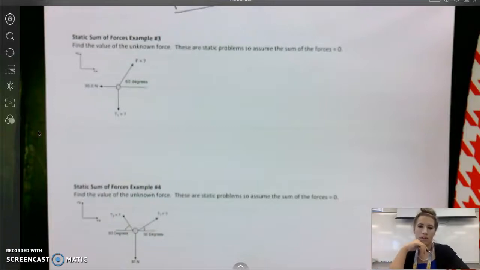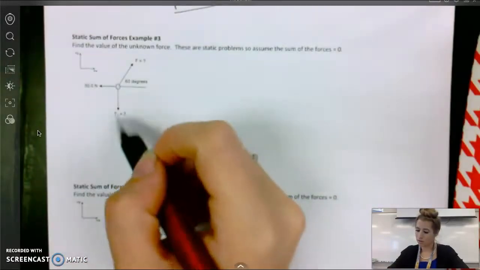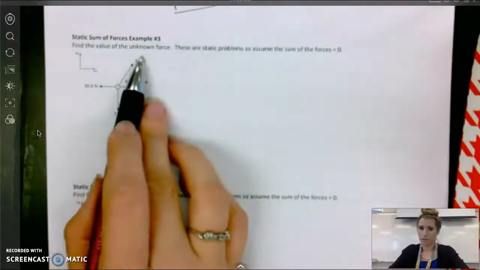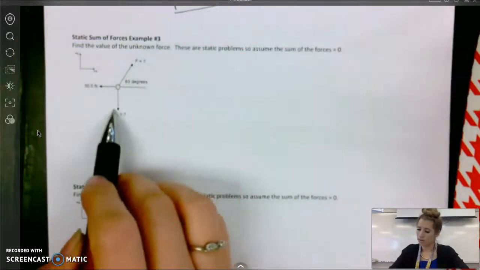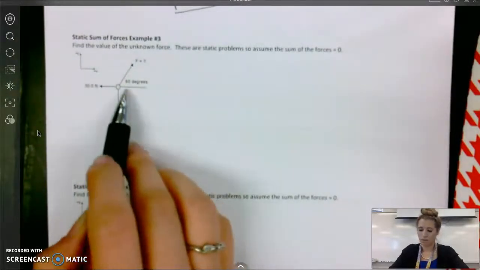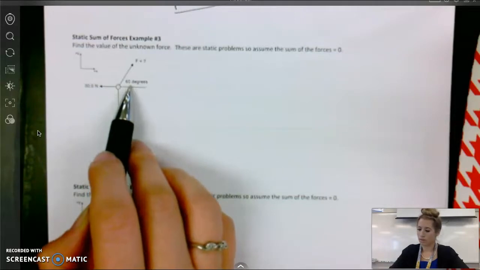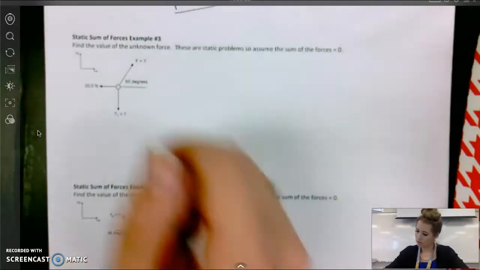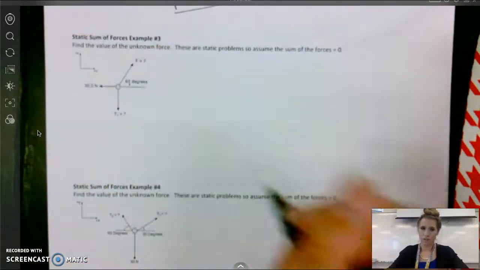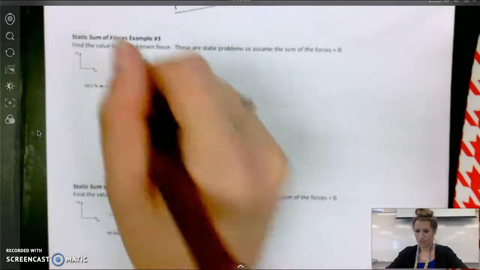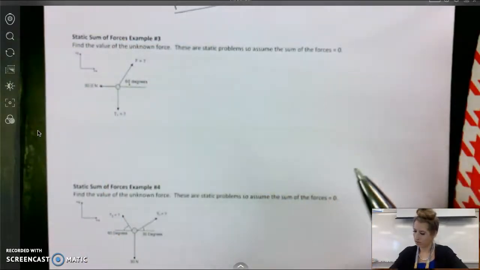Find the value of the unknown force. These are static problems, so assume that the sum of the forces is 0. Okay, so we're going to find the value of the unknown force, or forces, really, because we have two of them, right? We have an F force again that we don't know, and a T1 force that we don't know. This is not a force, it just shows us that we're at 60 degrees, okay? I'm going to change that to a 60 decimal, so we have 2 sig figs there.